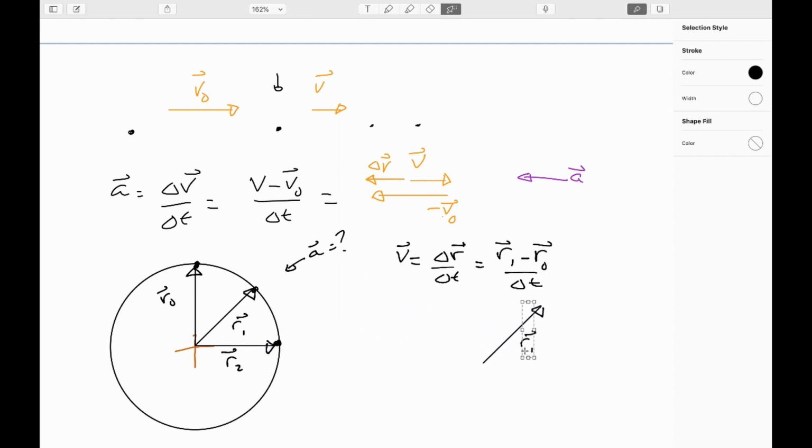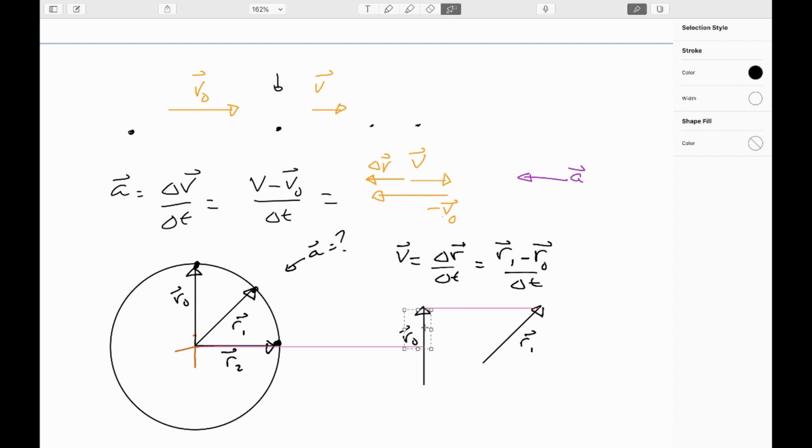There we go. There's my r1. And then we'll add to that negative R naught. Trying not to include the circle in this, I'd have to do this. There we go.